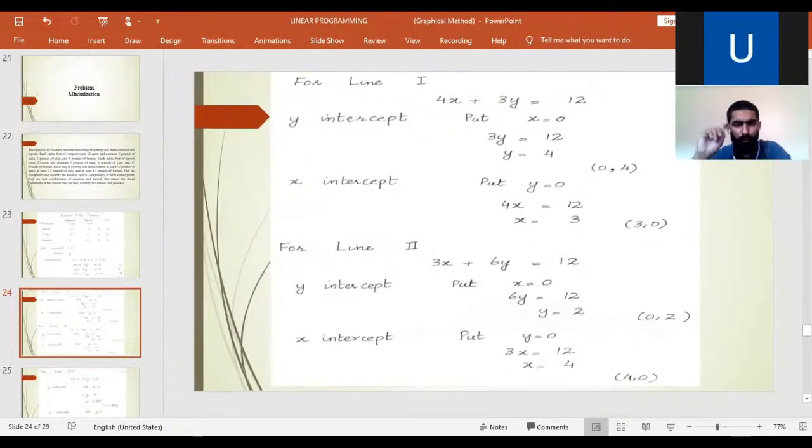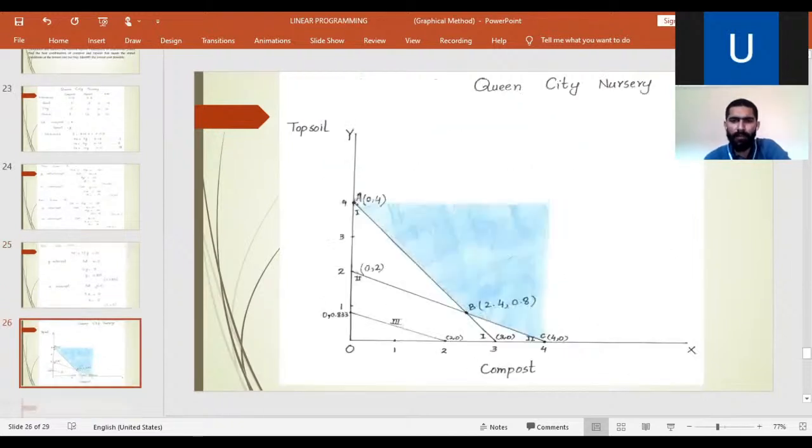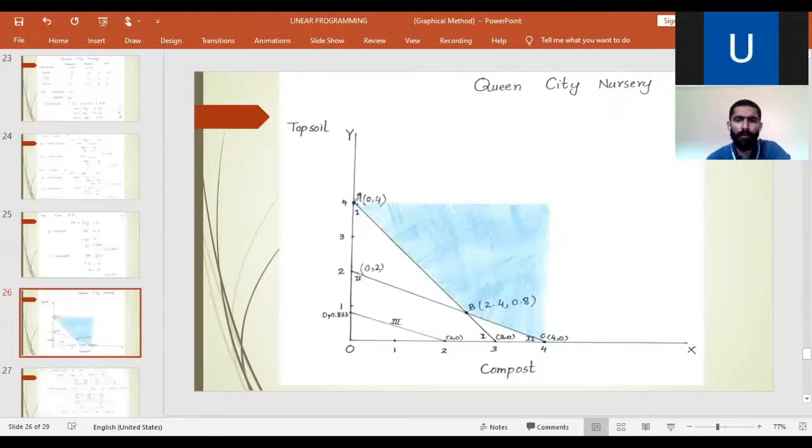For line 2, we will again repeat the whole process, put the value of x equal to 0 and get the value of y is equal to 2. Similarly, for line 3, we will get the value of y is equal to 0.803. Before putting all these values, we will draw a graph with the x axis and y axis and plot all the values of equation 1 and equation 2 over the x axis and y axis.